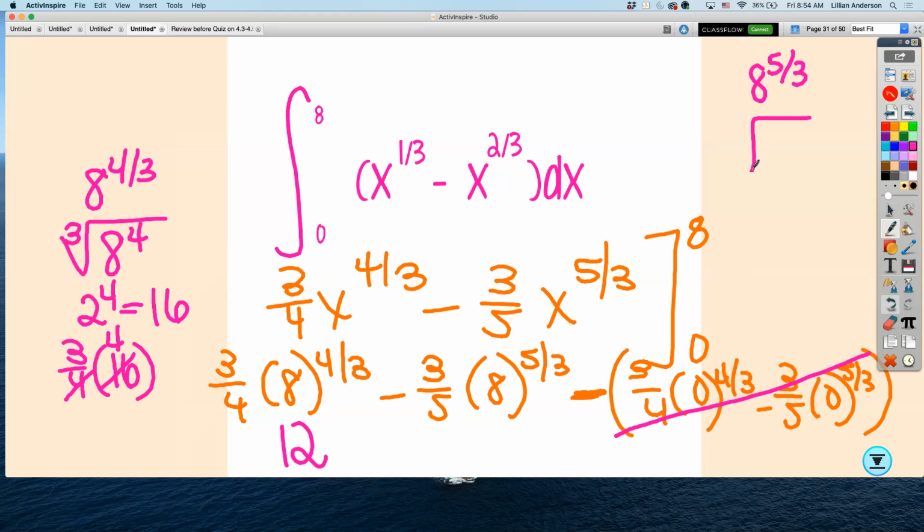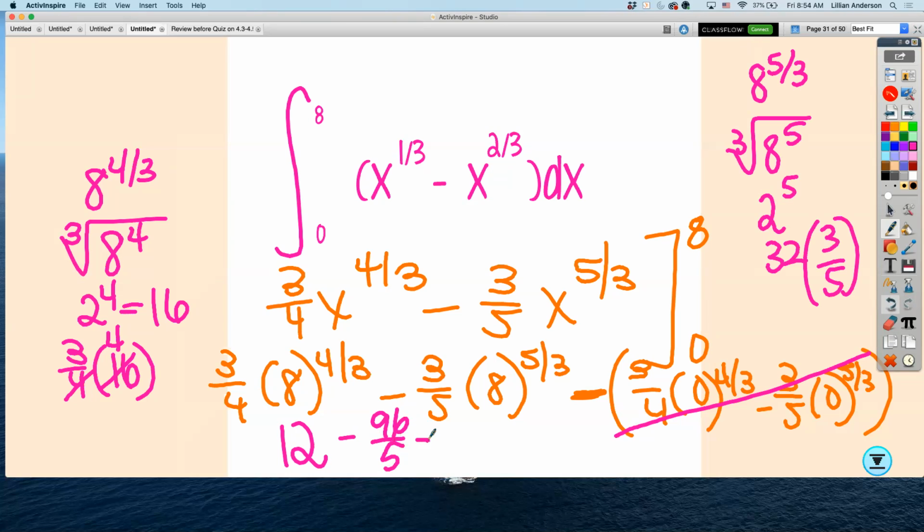8 to the 5/3, what root is it? And I already know the cube root of 8 is 2, so what's 2 to the 5th power? Unfortunately, 32 is not divisible by 5, so we're just going to multiply 32 times 3. 96. So this becomes 96 over 5. 12 can be written as what over 5? 60 over 5. So then I subtract it from 96 fifths. So my answer is negative 36 fifths.